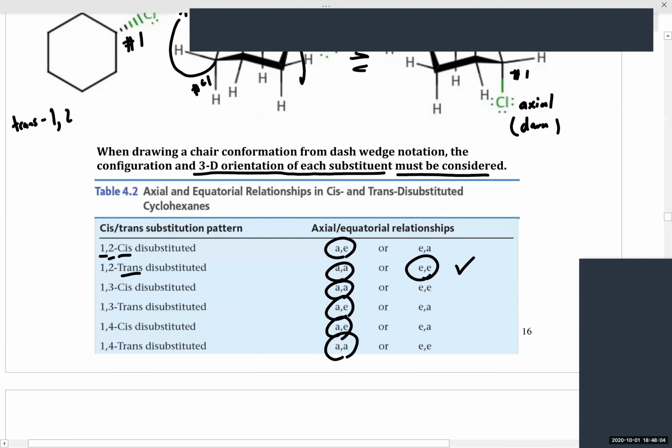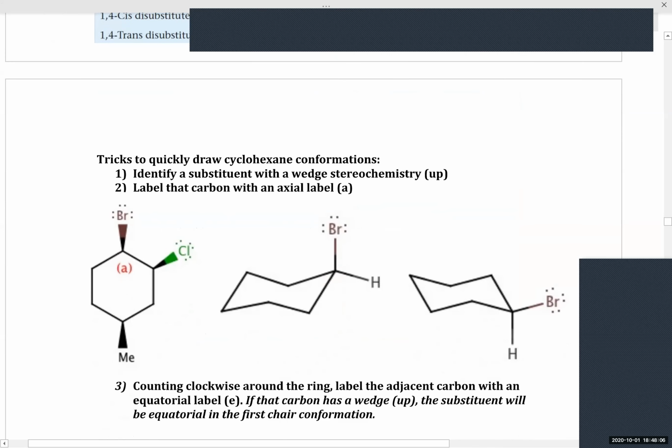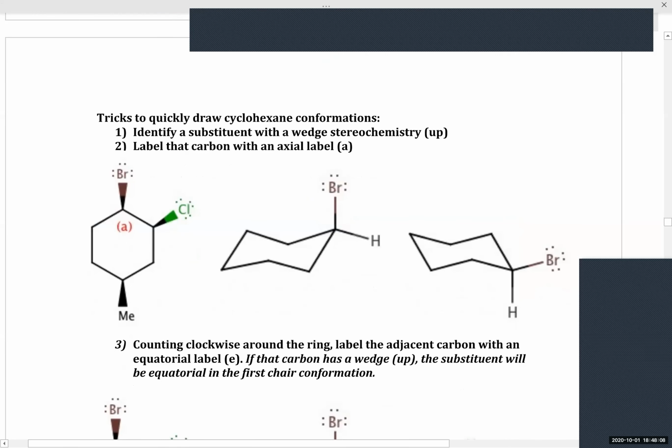Okay, let's keep going now. There are tricks to quickly draw cyclohexane conformations. The trick starting out is you identify a substituent with a wedge stereochemistry pointing up, and you label that carbon with an axial label. You'll put this first wedge carbon at carbon number 1. Okay? So that's why I've drawn out my axial bromine at carbon number 1.